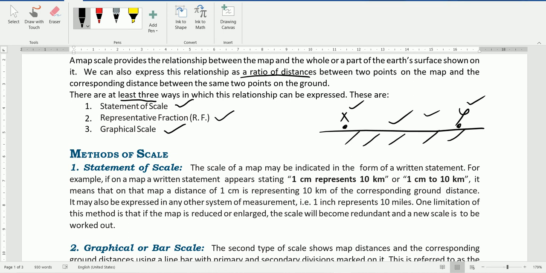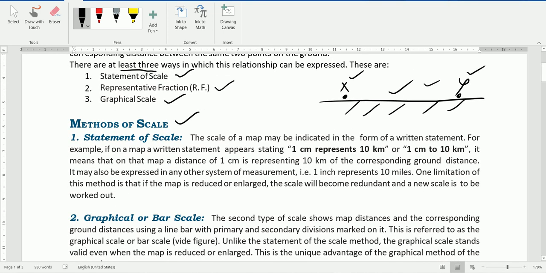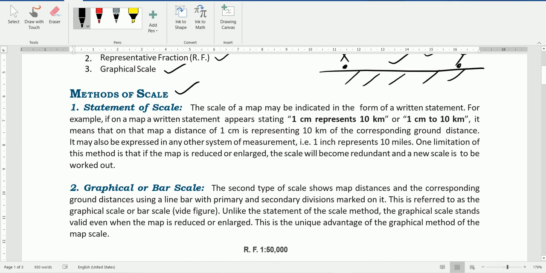Next we have these methods of scale. Before we continue, are you clear about the meaning of the scale? Any question regarding the meaning of the scale? Okay, if you don't have questions, then let us continue.